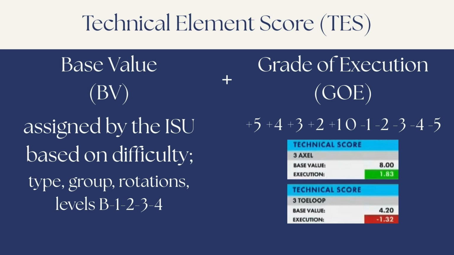Each judge evaluates each element on a scale of -5 to +5 depending on quality. Then, based on the trimmed mean of the judges' scores, the grade of execution or GOE is calculated for each entry, which is then added to, or if it's a negative, deducted from the base value. Here you can see the tag box that's usually in the top left corner of your screen during the program, showing the base value and the GOE of the last executed technical element.